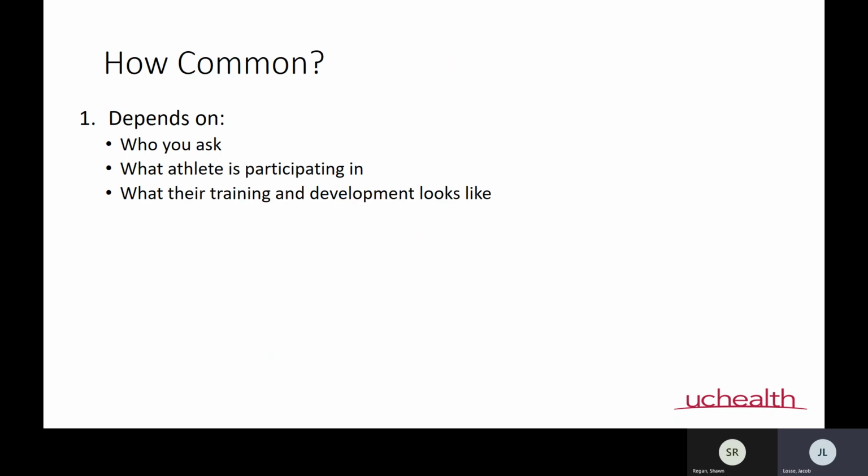So first things first, how common are these shoulder injuries? It's going to really depend on who you ask. We have a lot of ways of measuring it. Sometimes they're not quite so good, and sometimes the data is not as well supported as we'd like it to be. We also need to look at what sport the athletes are participating in. Injuries related to a football player are going to be exceptionally different from, say, a softball pitcher. And then we need to look at what those athletes' training and development look like. I don't expect to see the same injuries in my 12-year-olds as I do in my 35-year-olds, even if they're playing the same sport.